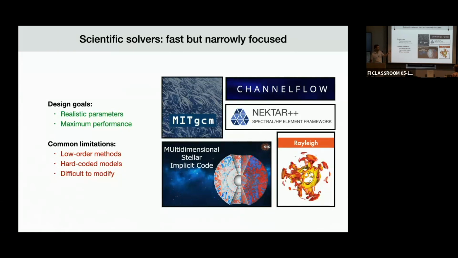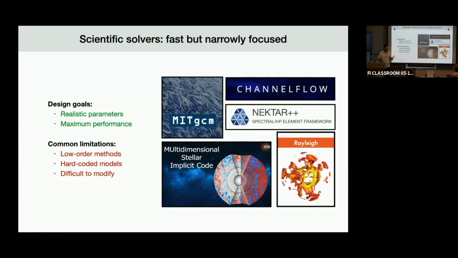So here are just a few examples of codes, and these are all great codes that have done tremendous science in their niche for sure. But as soon as you take them and you want to solve a different problem, it can be very hard, right? Commonly these codes use low order methods, they use hard-coded equation sets or compiled languages, and they're really difficult to modify, right? It can take months or years just to add a new type of source term to some of these solvers.